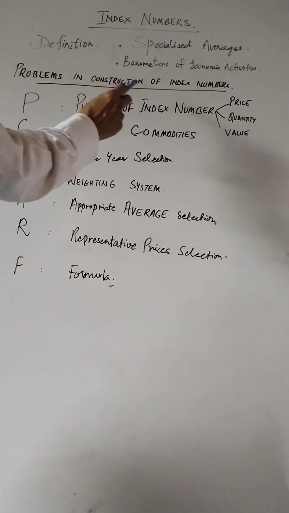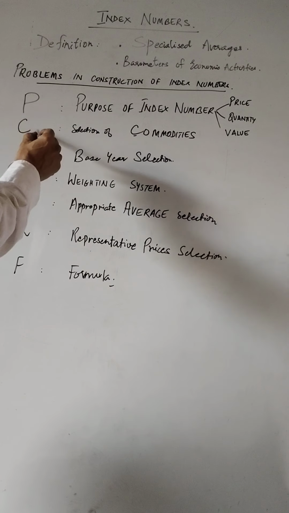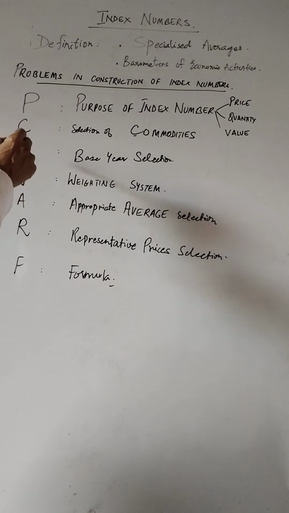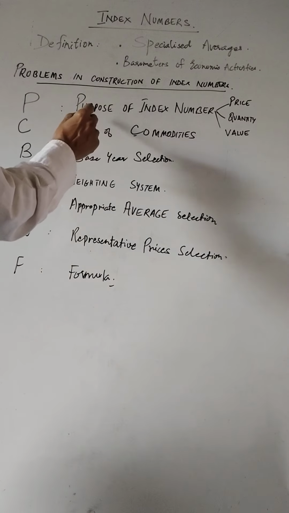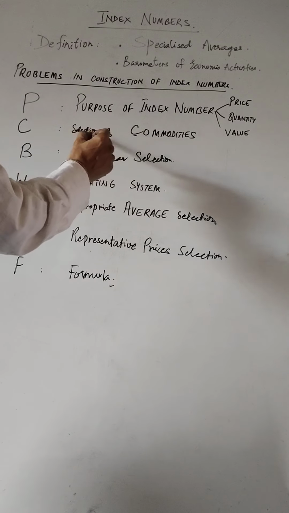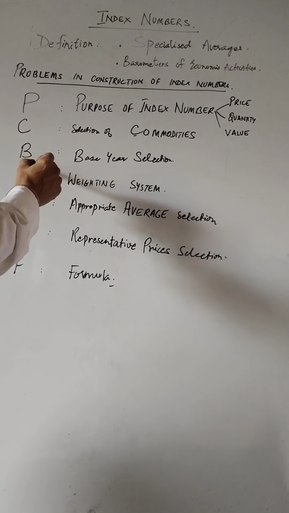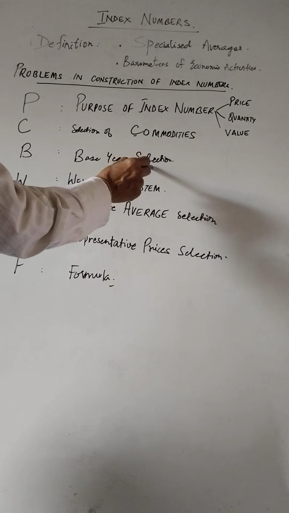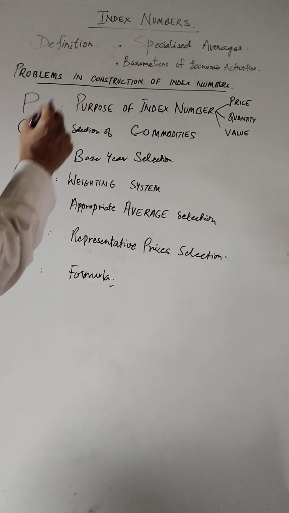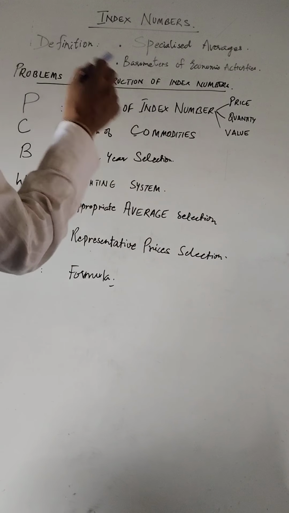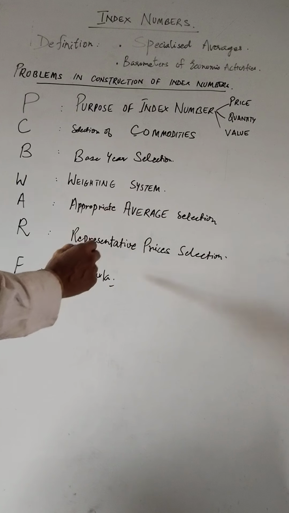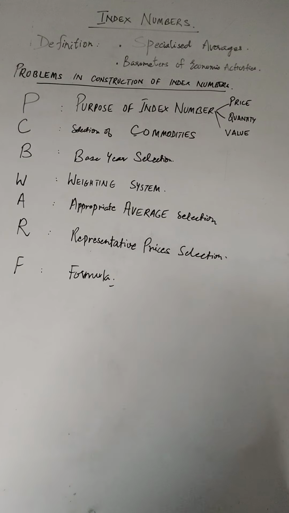So problems in construction of index numbers is PCB WARF. PCB WARF. P is purpose of index numbers. Then C is for commodities. Which commodities will you select? Base year, again, which base year you're going to take, which you're going to select. Which are the weights that you're going to take? Which is the average that you're going to select? Which is the price, the representative price that you're going to select? And the formula that you're going to select.